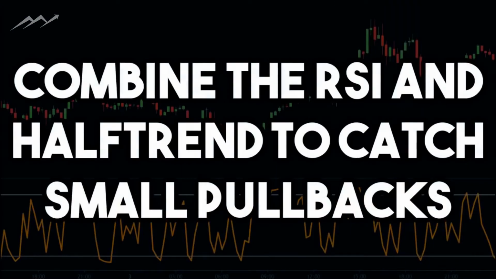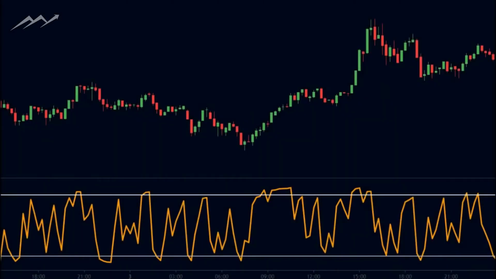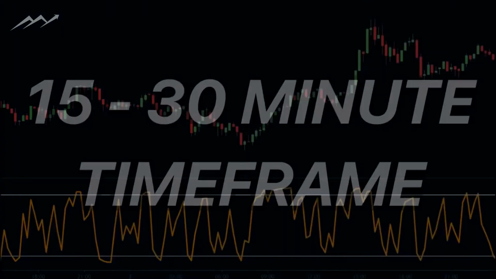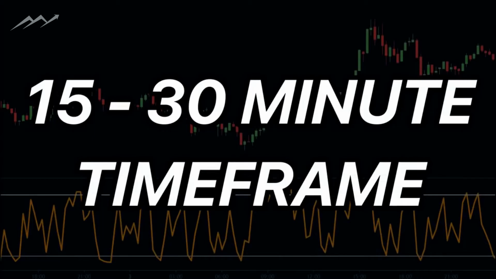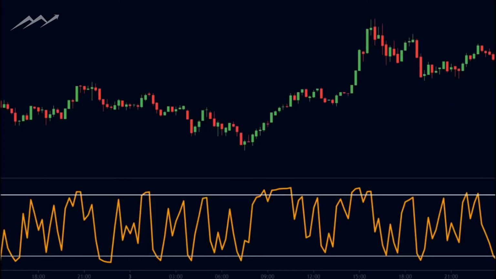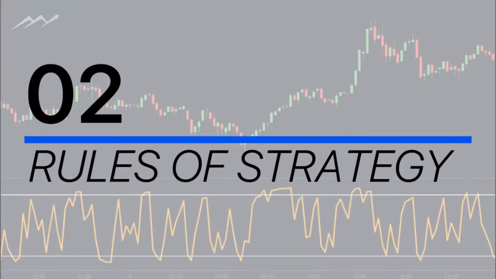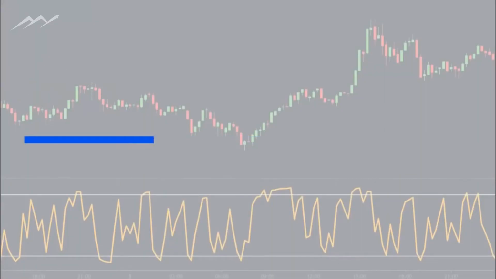Now, we will combine the RSI and the half-trend indicator to catch small pullbacks in a trend. For this strategy, I recommend using a 15-minute or a 30-minute time frame. For the sake of this video, we will use the 15-minute time frame. So, what are the rules of the strategy?